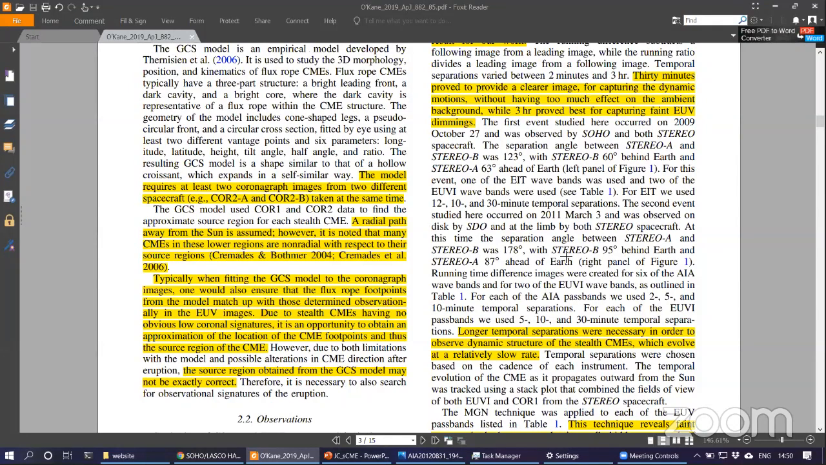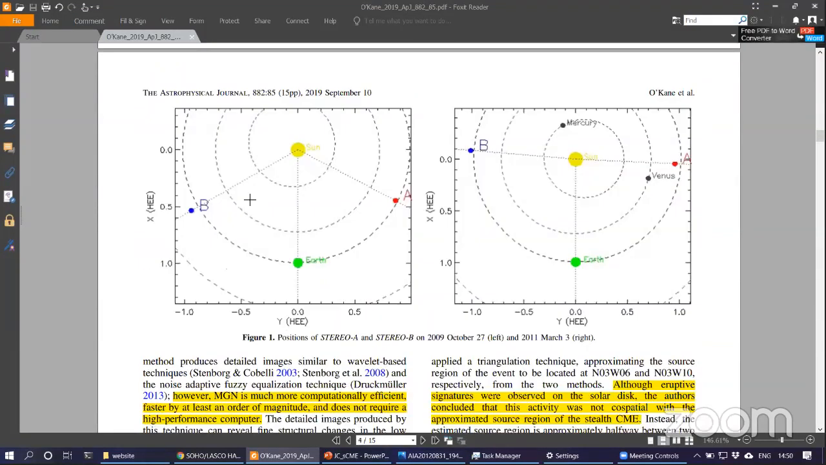That is shown in this particular figure, how far A and B were from each other when this particular CME of October 2009 was observed. And in this particular case of March 2011, A and B were around 180 degrees apart.